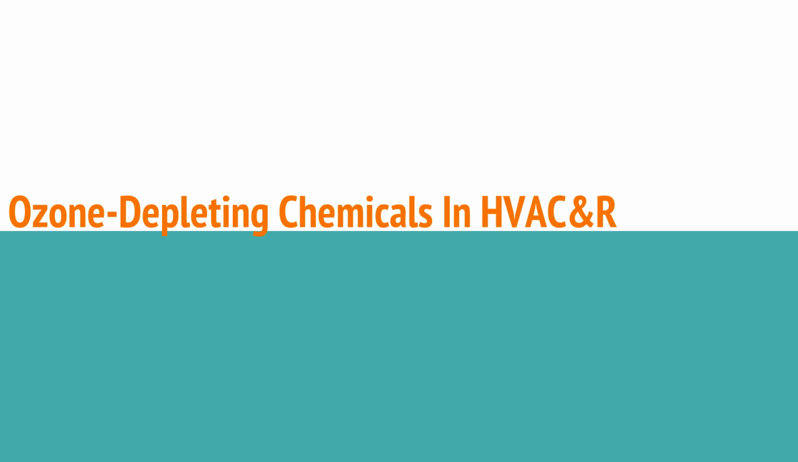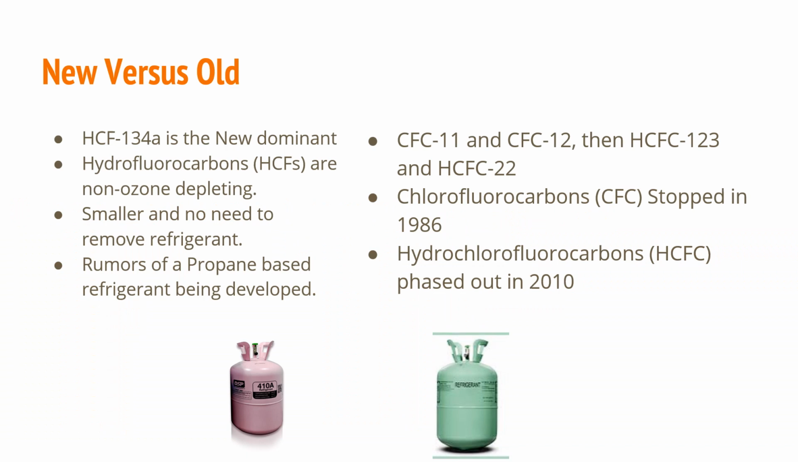Now we get into one of the more common topics of LEED and of environmental sustainability, and that is the ozone depleting chemicals in HVAC and R. So in the past, we used CFC-11 and CFC-12, otherwise known as chlorofluorocarbons. It was phased out in 1986 because it was having an ozone depleting effect, and we realized that if it kept on, we weren't going to have a planet to live on.